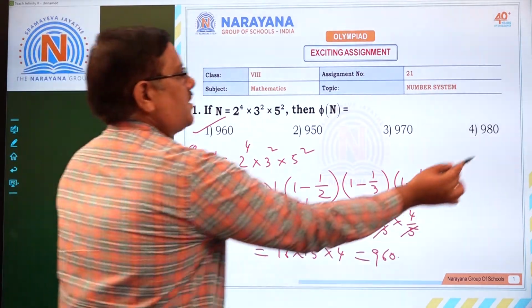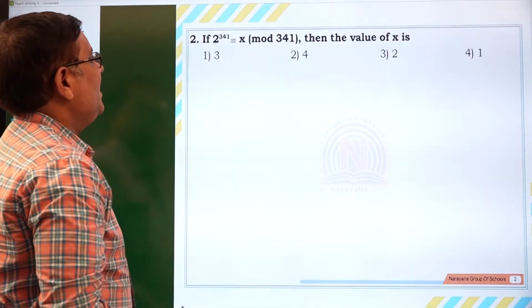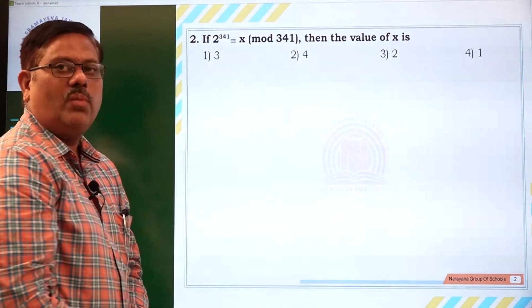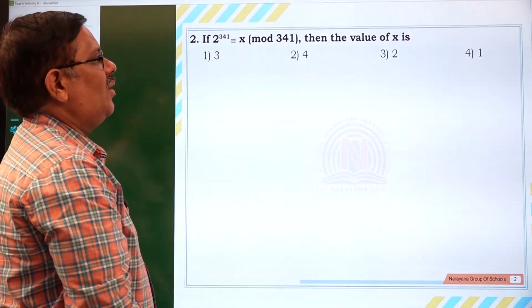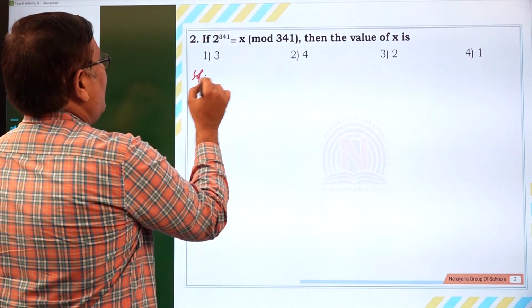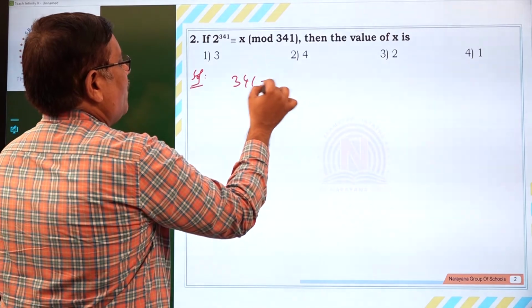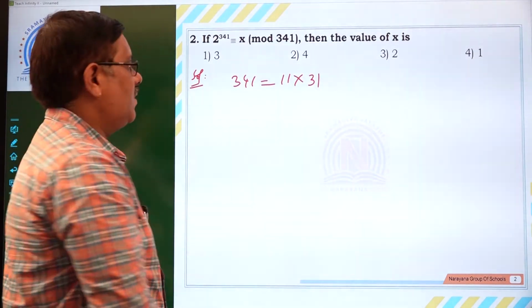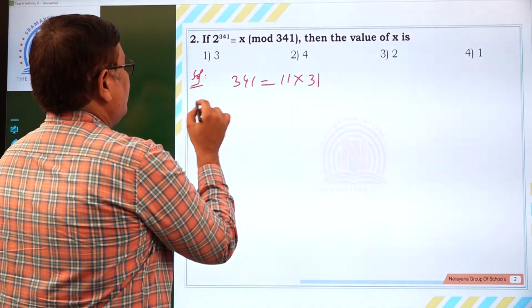Okay. Now we move to the next question. If 2 to the power of 341 is congruent to x modulo 341, then what is the value of x? Okay. Now, if you look at 341, we can write it as 11 times 31. 11 times 31.